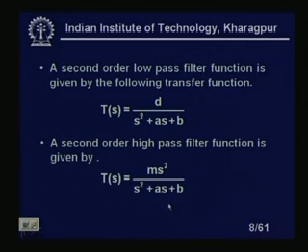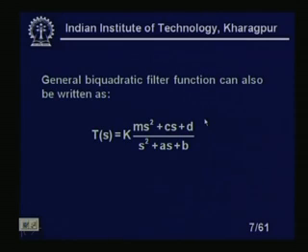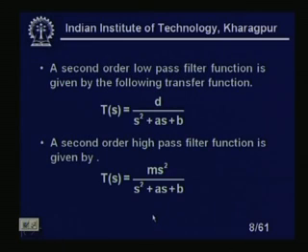A second order high pass filter function is given by T(s) equal to m s squared upon s square plus a s plus b. So, you can see that if you look at the generalized function, if I make m and c 0, I will get a low pass function. If I make c and d 0, then I will get a high pass function, is not it. You see this high pass function. Now, k is absorbed in m because we have a gain constant k, here also k is absorbed in d. So, this is a high pass function.